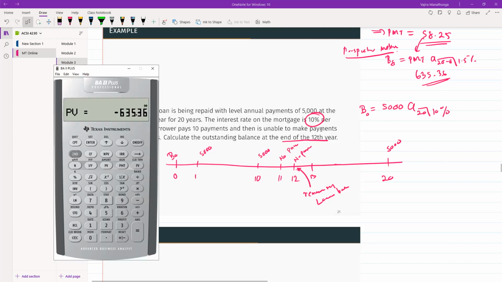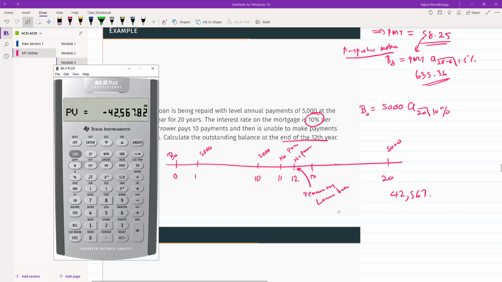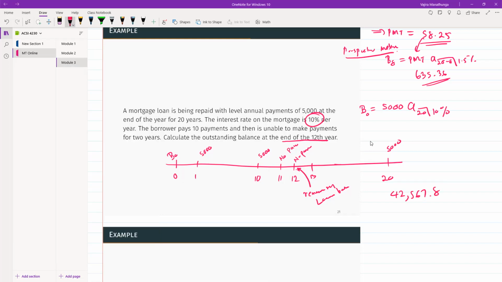Let's use our calculator. So let me reset this. Okay, so payments are 5,000, 0 future value, 20 N, 10% for rate. So compute present value. So it's 42,567.82.